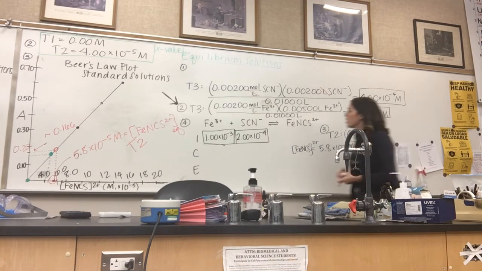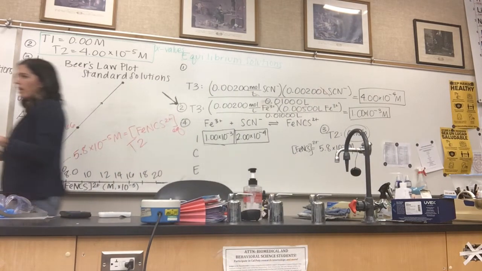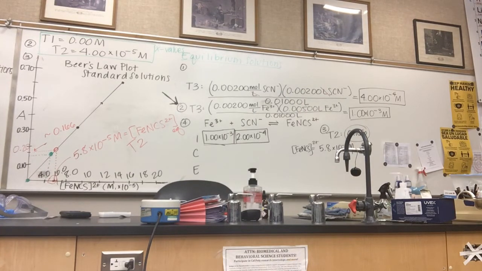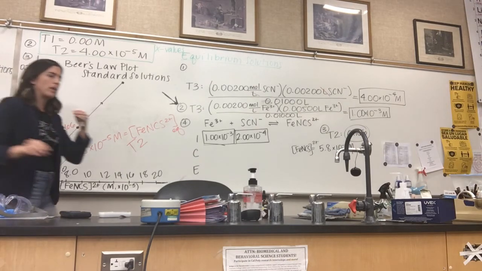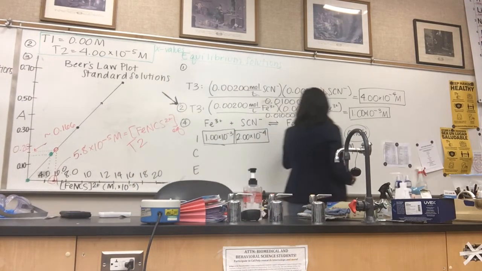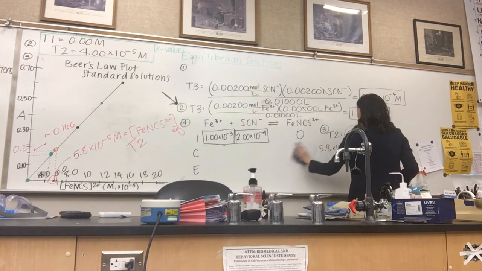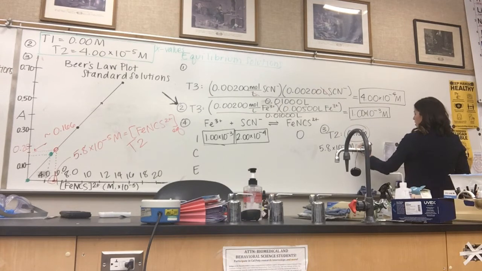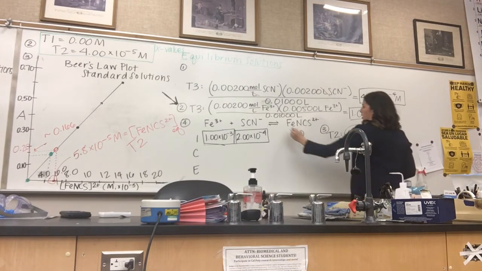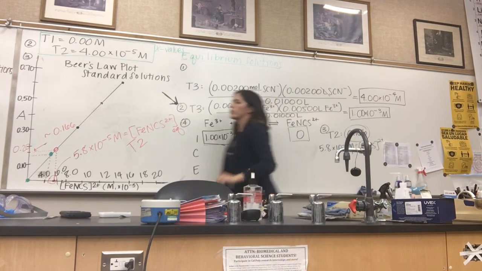Okay. And then continuing on the ICE table, it says that iron thiocyanate concentration is 0 at the beginning, right? Because that's before a reaction has occurred. That's what initial refers to. Before a reaction has occurred, it's the big 0 right here. All right, great. Okay, let's move down to C.